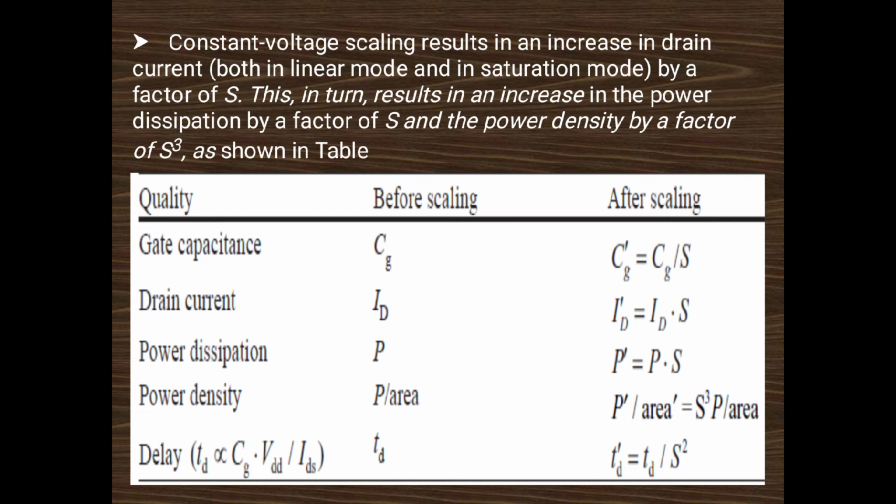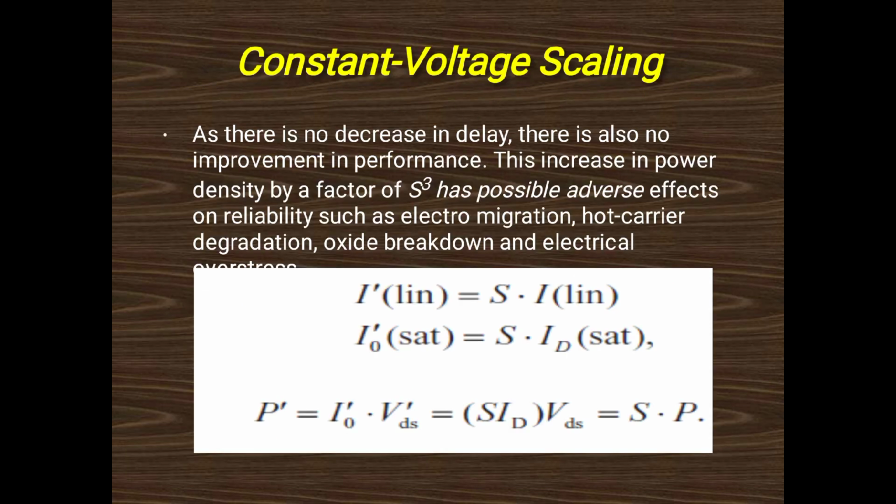The gate capacitance Cg is decreased by a factor of s, and the drain current Id is increased by a factor of s. For the power dissipation P, the power supply maintains a constant value but the current increases, therefore the overall power dissipation in the circuit is increased by a factor of s. The power density, which is power per unit area, is increased by a factor of s cube, and the delay time is decreased by a factor of s square. These are some of the electrical parameters with respect to constant voltage scaling.